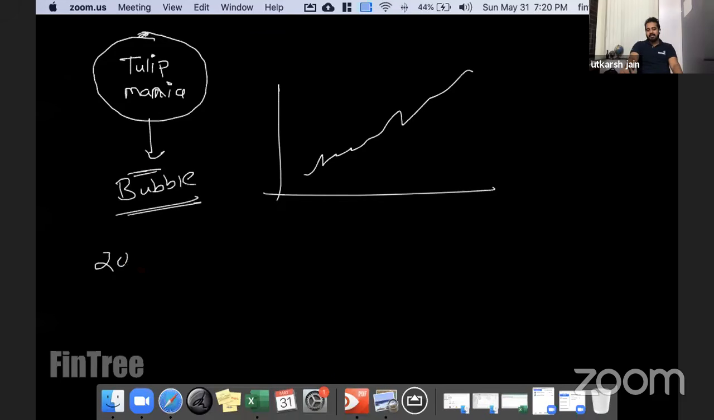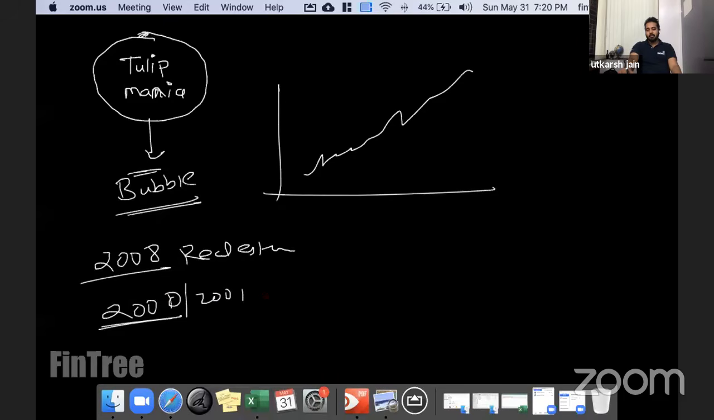So maybe the 2008 real estate was some sort of tulip mania. And prior to that, the 2000, 2001 dot-com bubble. So the dot-com bubble, that was a tulip mania.